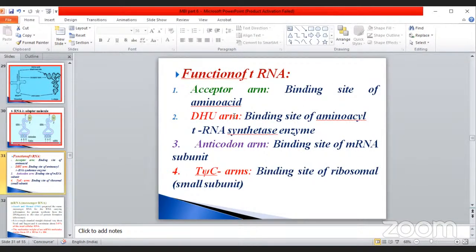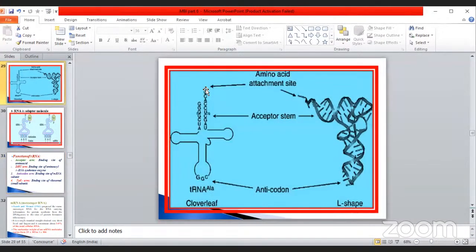Here, the binding site of the amino acids is the first point, the acceptor arm. You see that this part is the acceptor arm, isn't it? Here is the amino acid binding site, because whichever protein molecule they need, it carries here. This is also an amino acid, this is also an amino acid. Here there are so many amino acids. Here GGC is also mentioned.